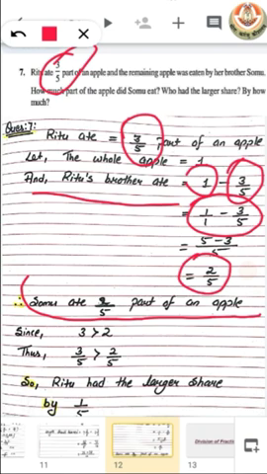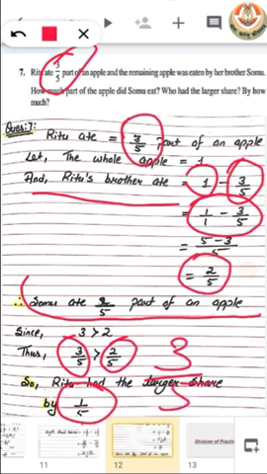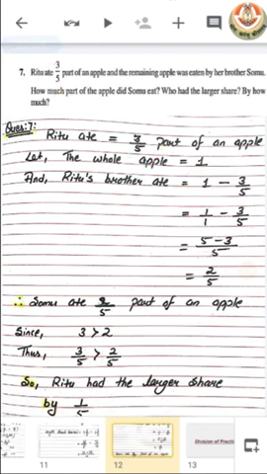And by how much? For this we have to compare the share eaten by Somu, which is 2 by 5, and eaten by his sister, which is 3 by 5. So we know that 3 is greater than 2. That means Ritu ate larger share, and by how much? By 1 by 5. 1 by 5 we get by subtracting 2 by 5 from 3 by 5. We get 1 by 5.